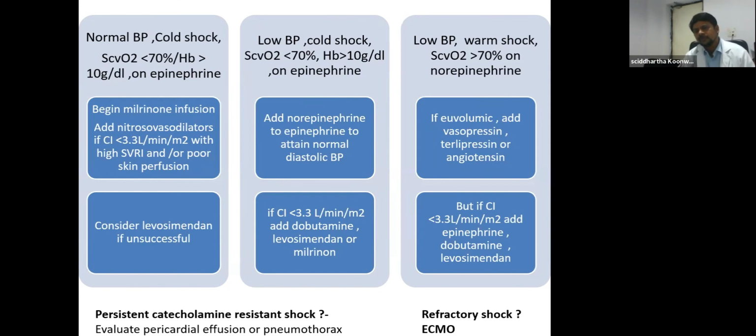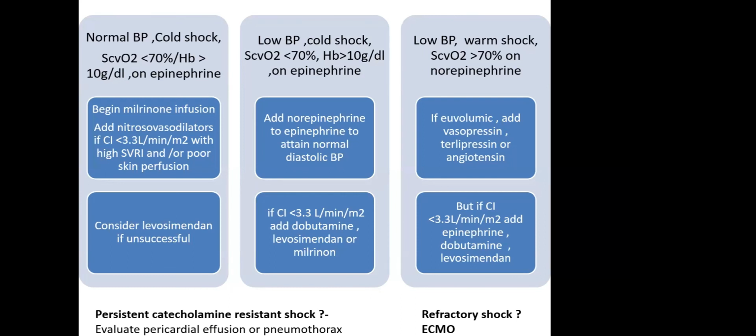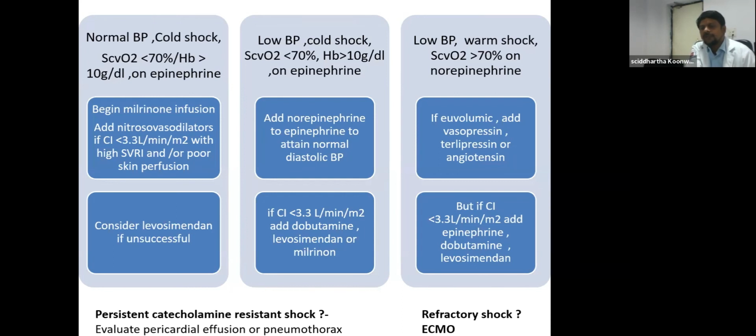or milrinone. If the patient is presenting with warm shock with low blood pressure and is already on norepinephrine and not responding to norepinephrine alone, then we should consider adding vasopressin, terlipressin or angiotensin. But if cardiac index is less than 3.3 liter per meter square, we could add epinephrine, dobutamine or levosimendan. If the patient is still having persistent catecholamine resistant shock, then we should evaluate for any pericardial effusion or pneumothorax. We could also go for ECMO in case of refractory shock.